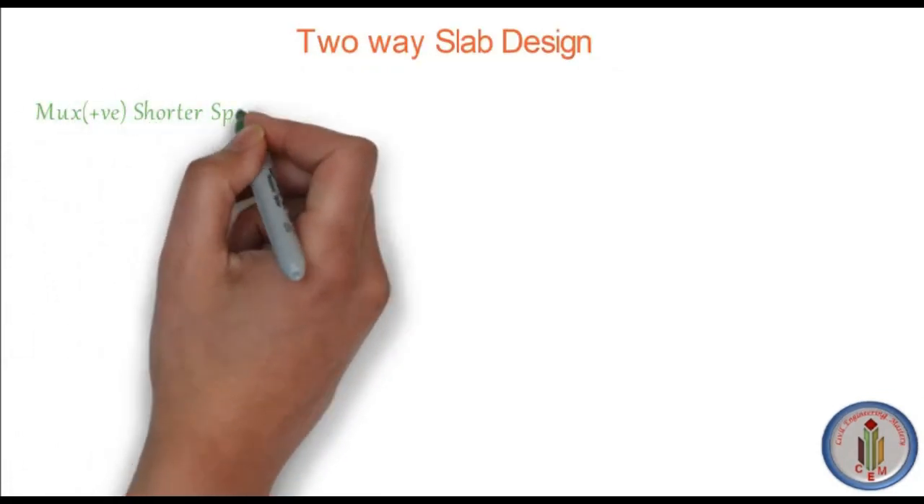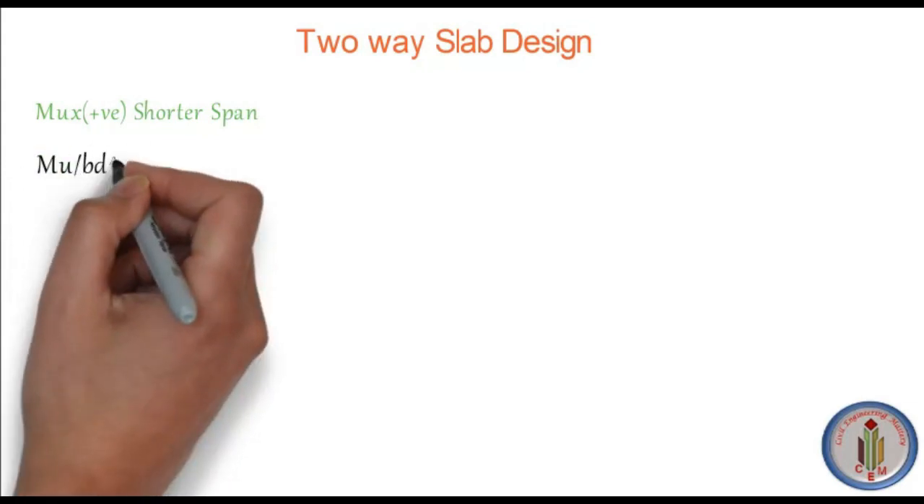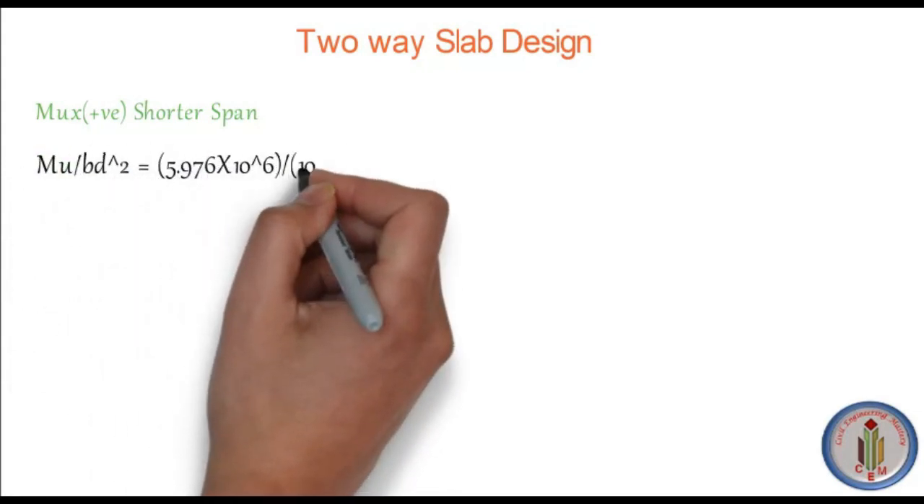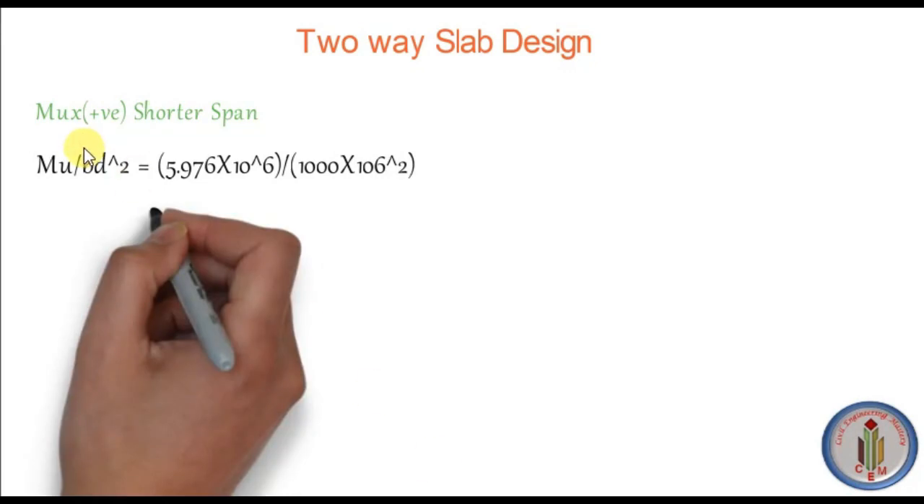So now let's calculate the shorter span area of steel. For that we know the shorter span moment. So we are using the formula Mu by bd squared. This is the formula to find out the area of steel. So first what we have to do is find out the percentage of steel from SP16. Let me show you how we are going to calculate the percentage of steel.